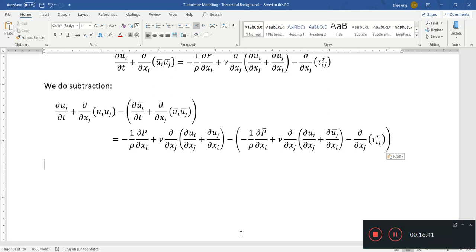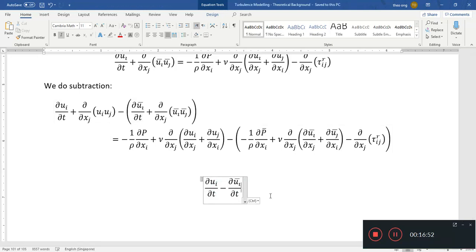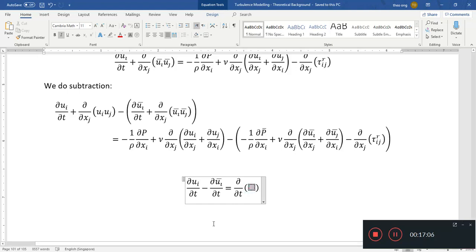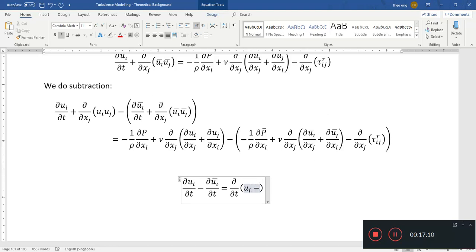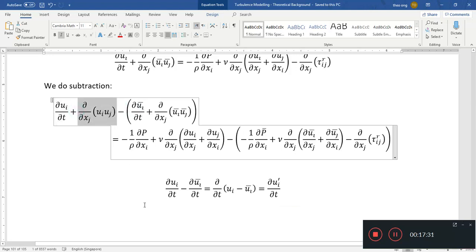All right, so let's try and combine some of the terms. First is this, this minus this, which is a time derivative term. We notice that the derivatives are the same, so we can just combine both of them together. I'll just put this here. And ui minus ui bar is actually just equal to ui prime. So that's for this time derivative term. And I can also combine these terms together.